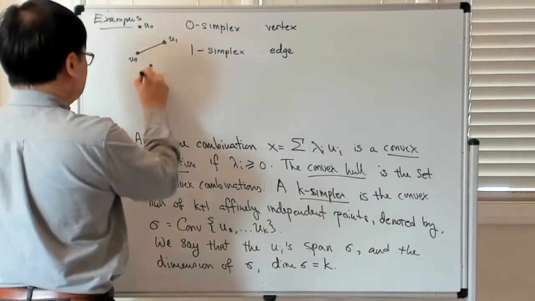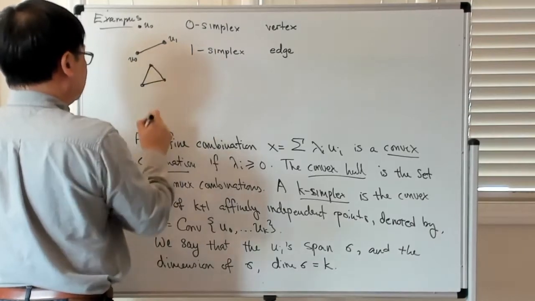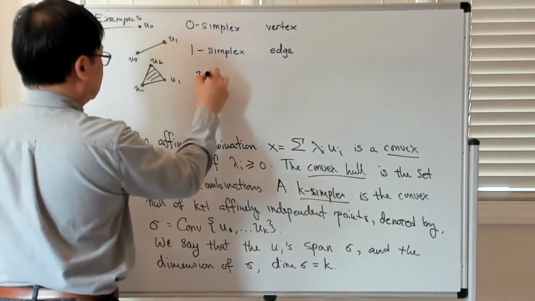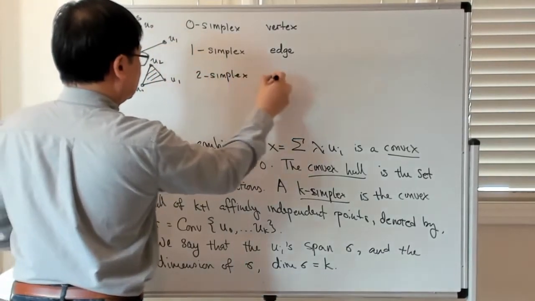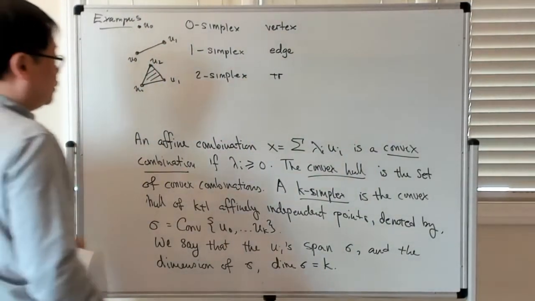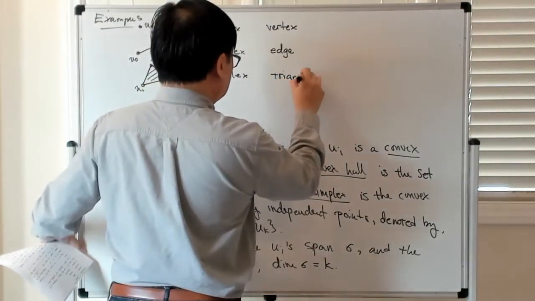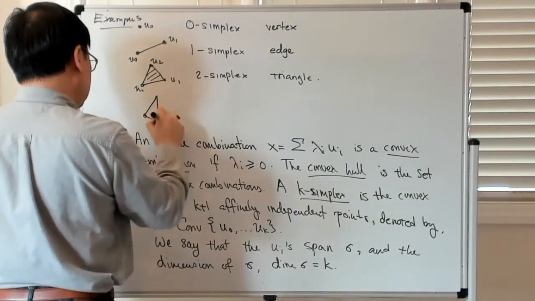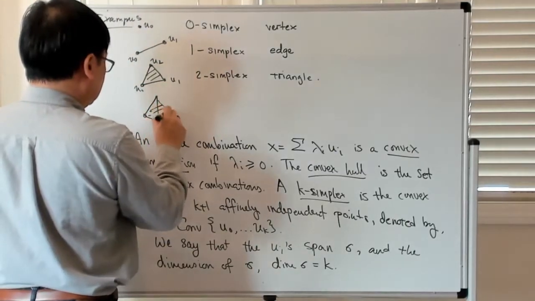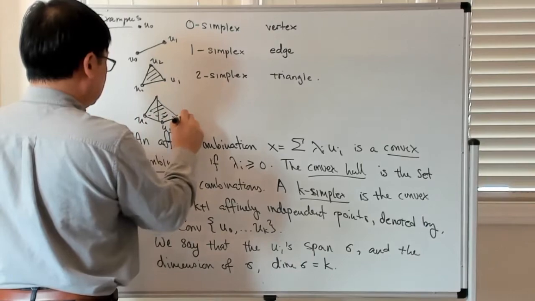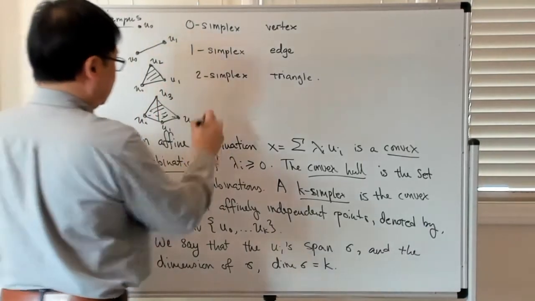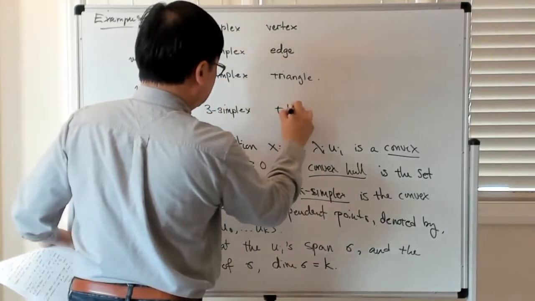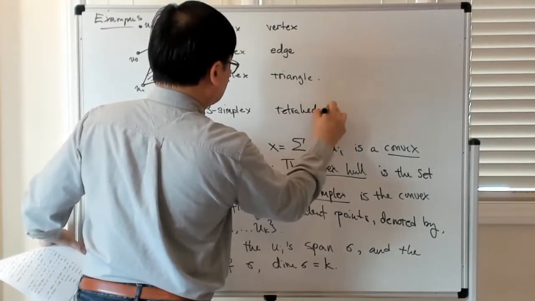If you have a 2 simplex spanned by 3 points, this is obviously referred to also as a triangle. And then if you had 4 points, this is a 3 simplex, which is the tetrahedron.